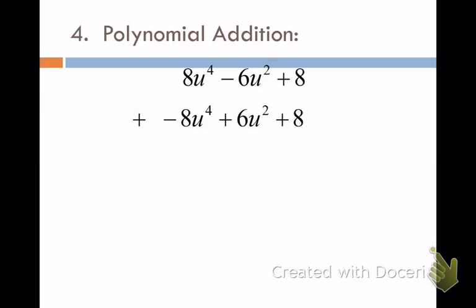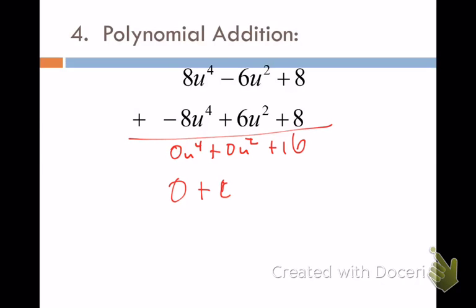Okay, what'd you come up with? Well, 8 plus negative 8 is 0, so you get 0 u to the 4th. Negative 6 plus 6 is 0 u squared. And 8 plus 8 is 16. Now, 0 times u to the 4th is 0. 0 times u squared is 0. And then you have your plus 16. Well, 0 plus 16 is just 16. So you should end up with just 16.